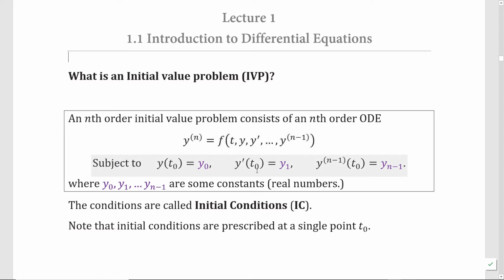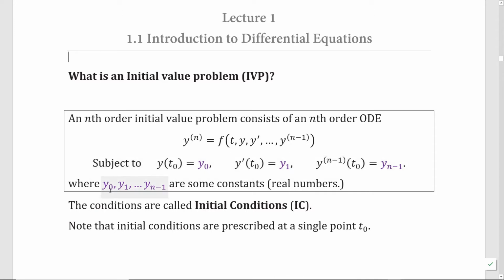subject to some conditions. The first condition reads, the value of the dependent variable at some value of the independent variable is some number, so is the value of y prime at t sub 0 another number, and the value of the n minus first derivative of the dependent variable at t sub 0 is some number.